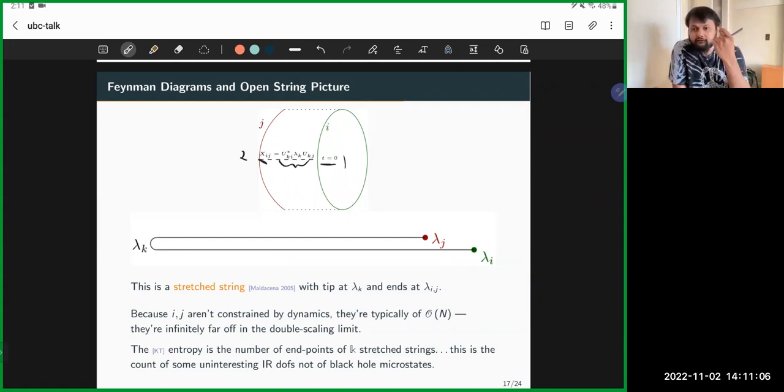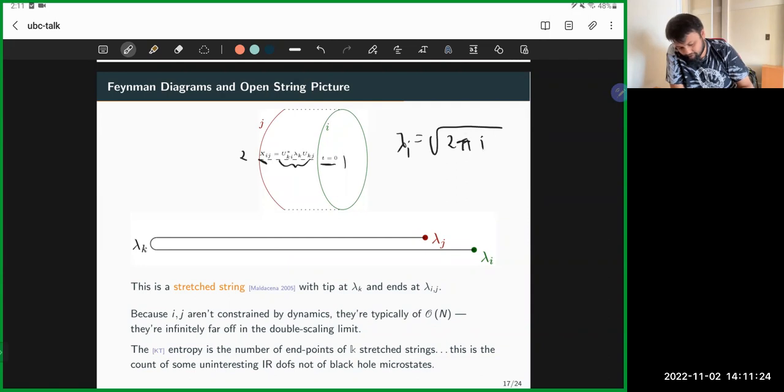Now, since every index i has an eigenvalue attached to it, you can ask where is the ith eigenvalue. I told you how to do that calculation earlier in a very awkward manner, but there is some calculation you can do. The answer is that lambda_i is always at 2 pi i. So you can think of this little line as going from lambda_i to lambda_k, which is what's in the middle here, and going back to lambda_j.